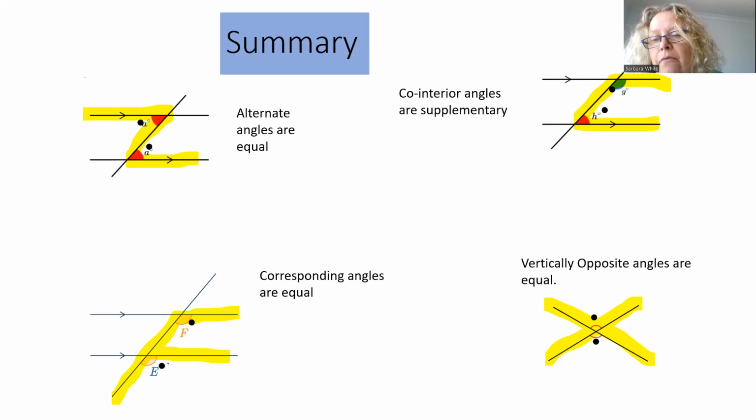We've talked about vertically opposite a couple of times. If those angles are directly across from each other like that, vertically opposite, they're going to be the same as each other. And top right, co-interior angles, those are supplementary. They add up to 180 degrees. So those two angles within the same shape, like a letter C, are going to add up to 180 degrees.